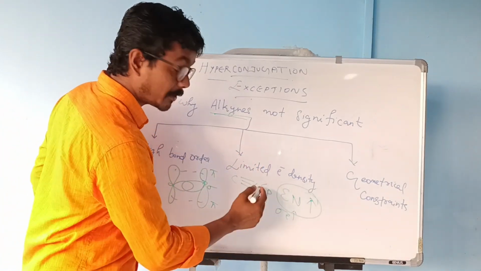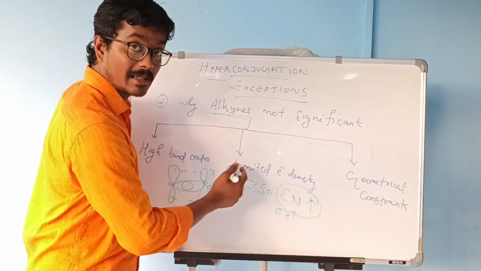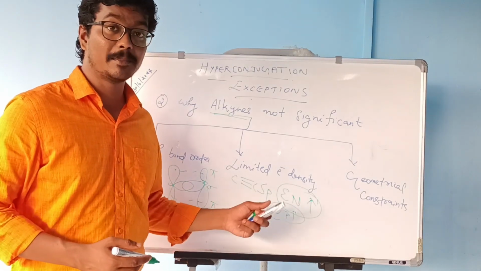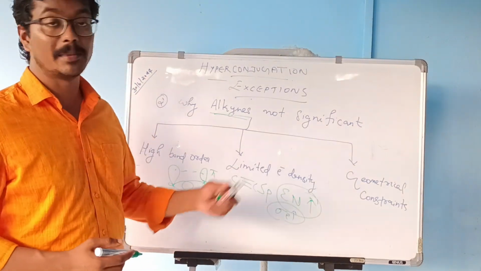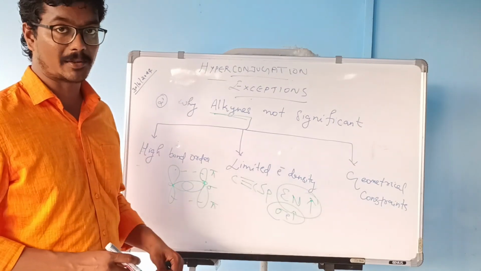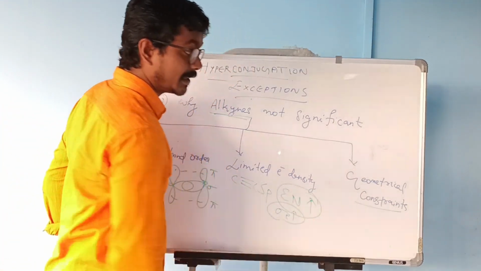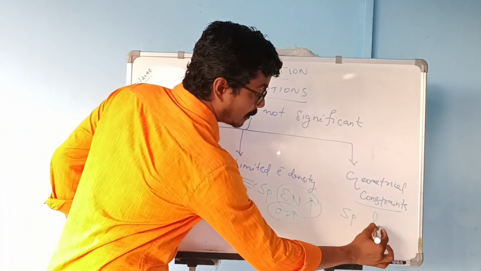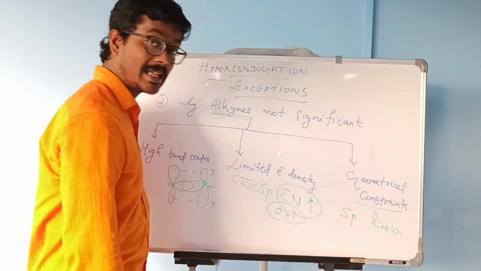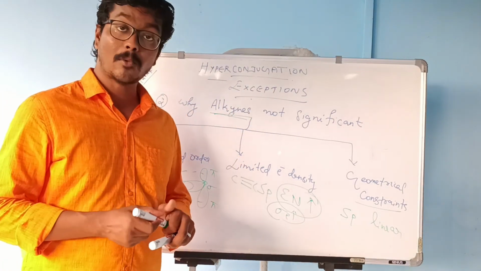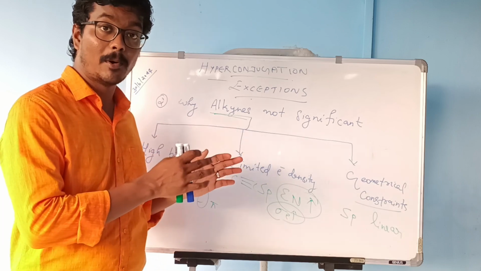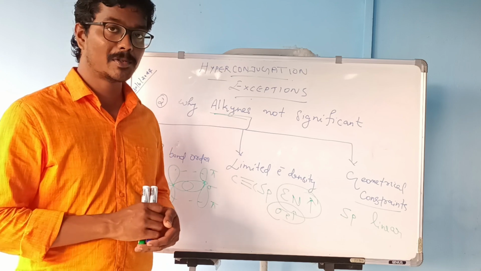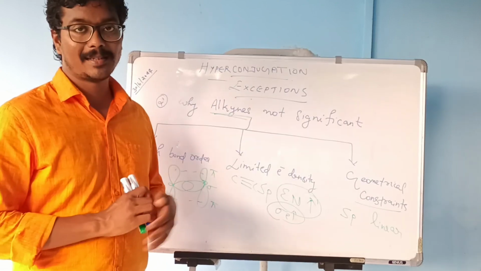Due to the high electronegativity of sp hybridized alkynes, these sigma electrons are not very easy to participate in hyperconjugation due to the limited electron density on the sigma electrons. And the third constraint is geometrical constraint. Due to sp hybridization, the triple bond has a linear geometry which restricts the overlap of the sigma orbital with the adjacent p orbital. So this also restricts it from participating in hyperconjugation.